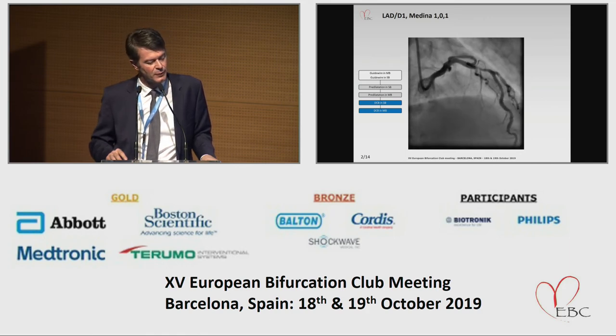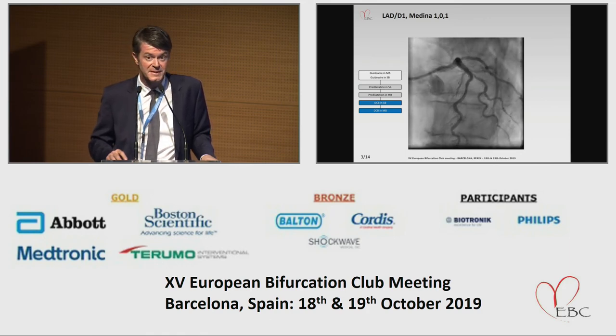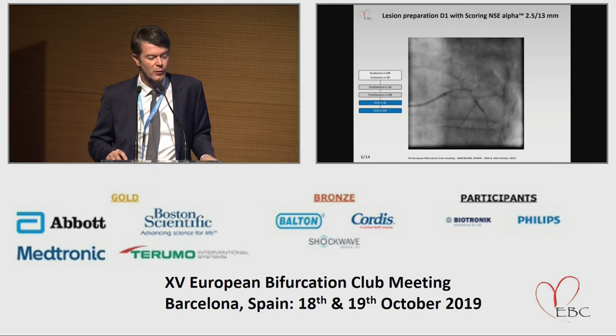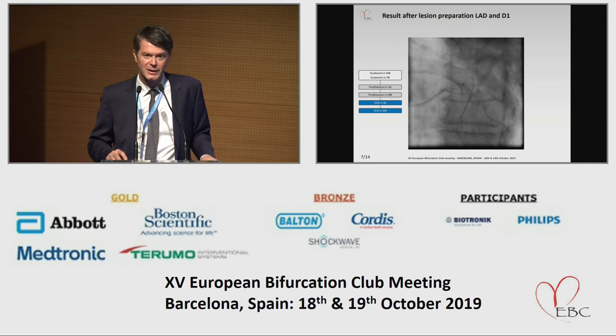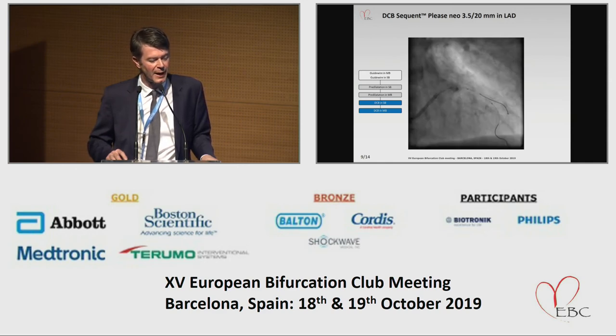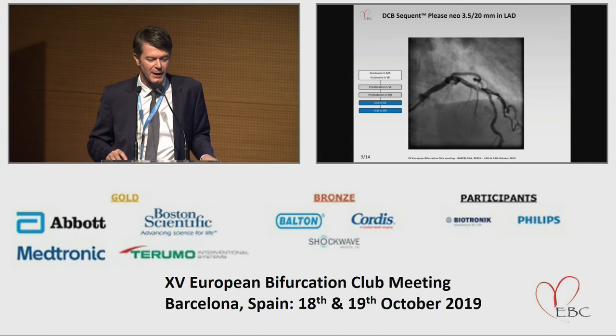And as you can see, it's an ostial lesion also at the diagonal branch. I started with lesion preparation in the main branch. It's a 3.5/13 scoring balloon, then 2.5/13 for the diagonal branch. This is the result after lesion preparation for both branches. It's an acceptable result for lesion preparation. So therefore, first DCB for the side branch, 2.5/20, and another 3.5/20 for the LAD.